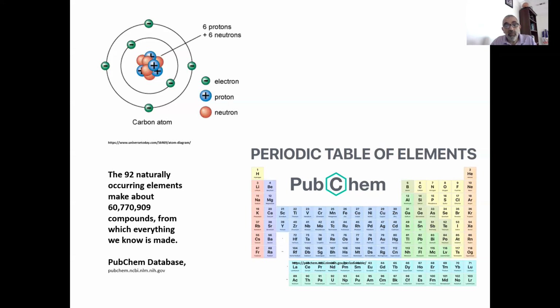So let us then remind ourselves, what makes one element different from another? Why is carbon different than oxygen? Well, we've already talked about the structure of each atom. Each atom is a bunch of protons and neutrons in the nucleus with outer electrons spinning around in different electron shells. And what makes one element different from another is the number of protons.